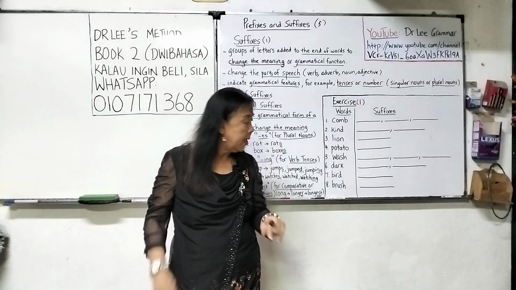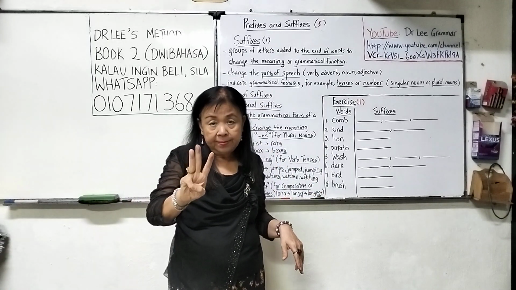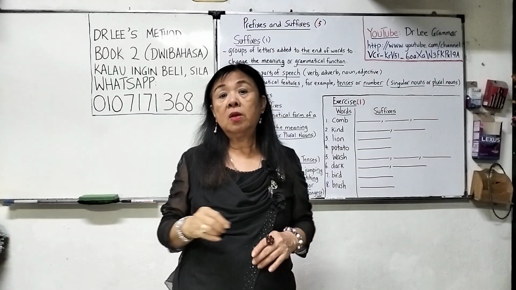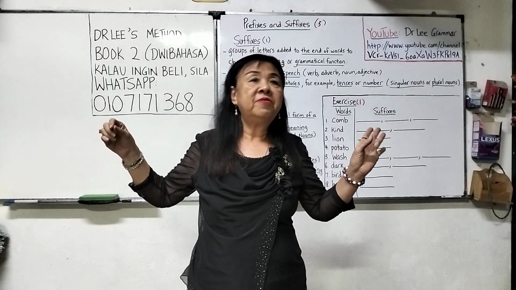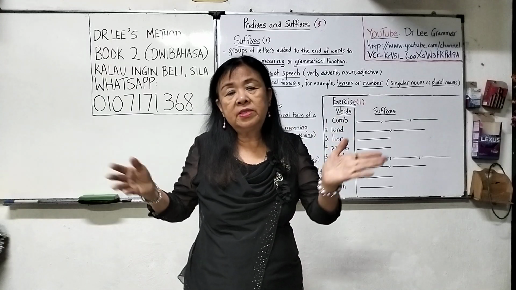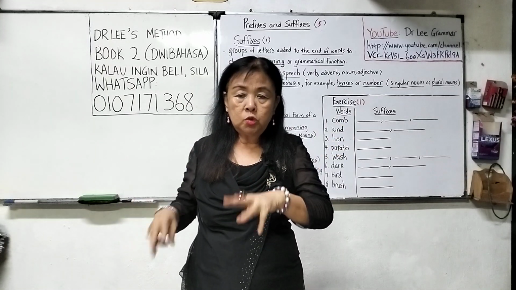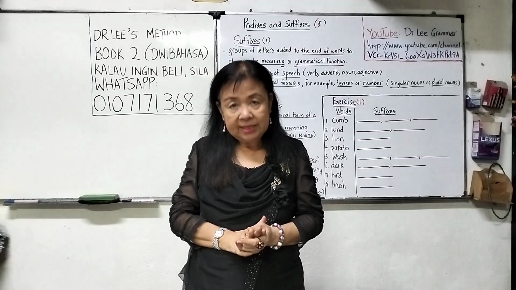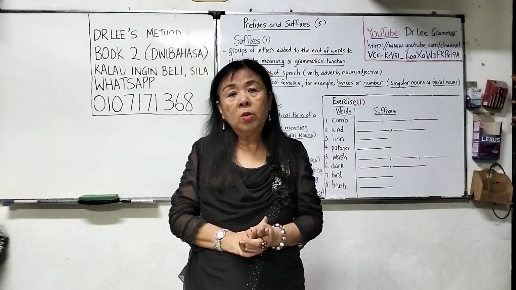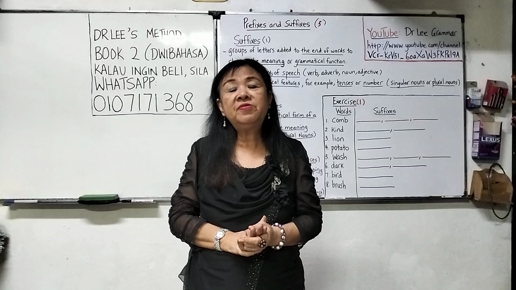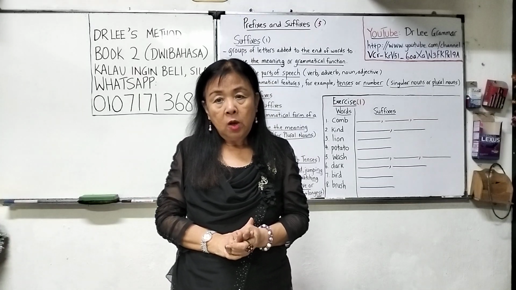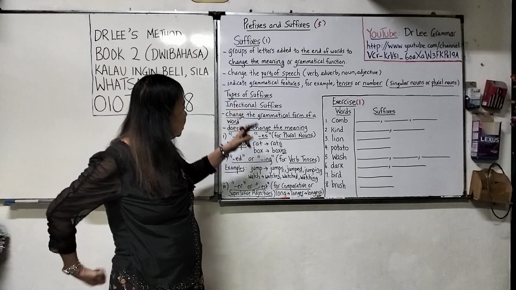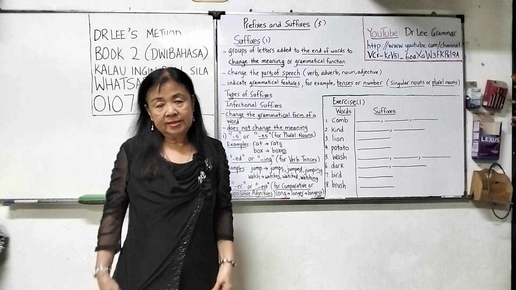Comparison between two. But if there are three or more than three, then we say longest. This is the longest river among all the rivers in this country. So three or more than three, we put EST. And that is called the superlative adjective. Okay, so I have finished teaching this part, which is called inflectional suffixes.